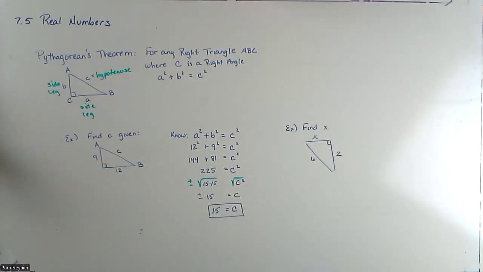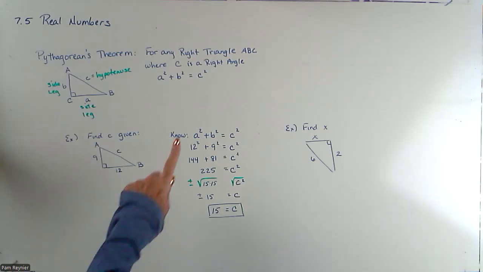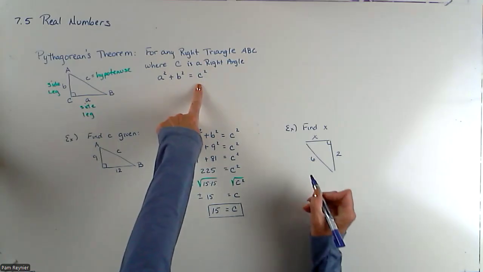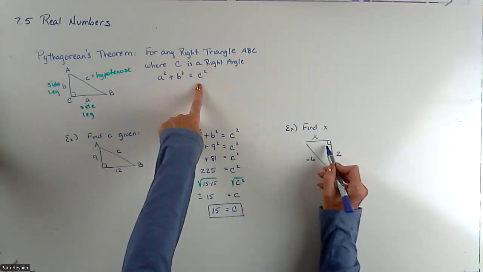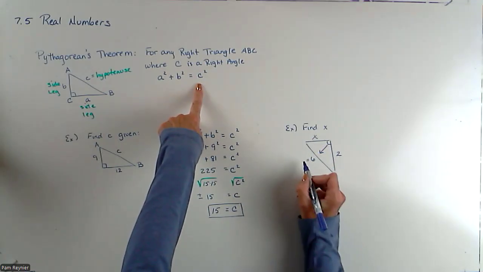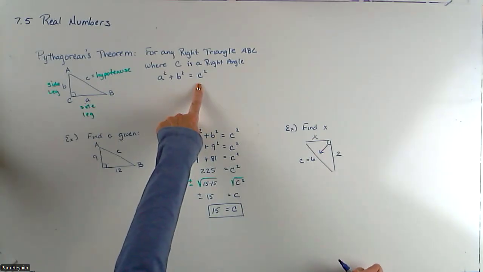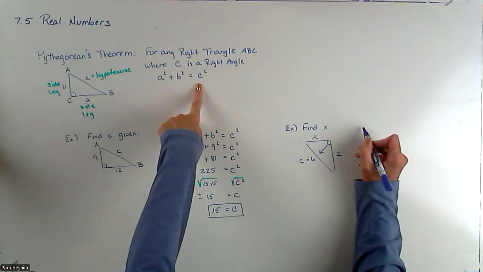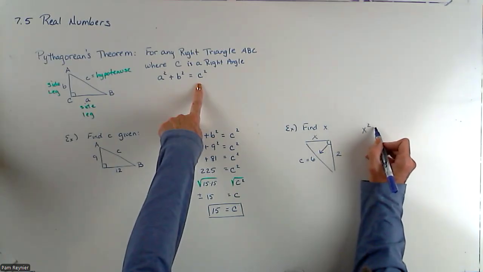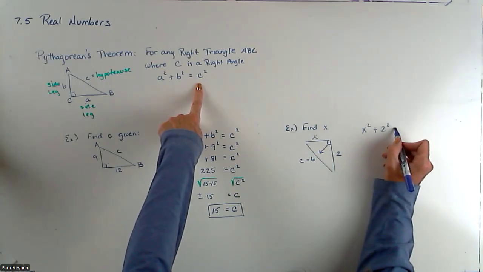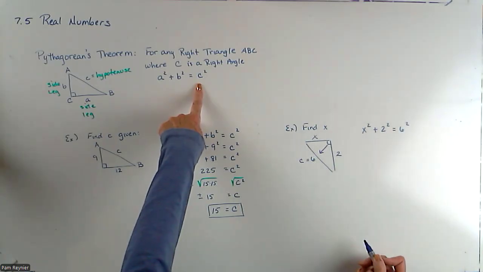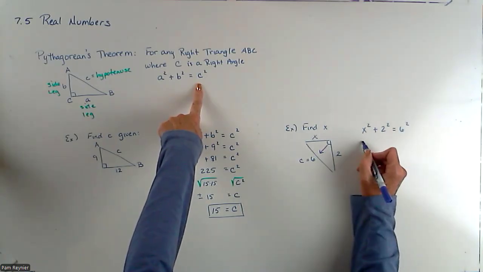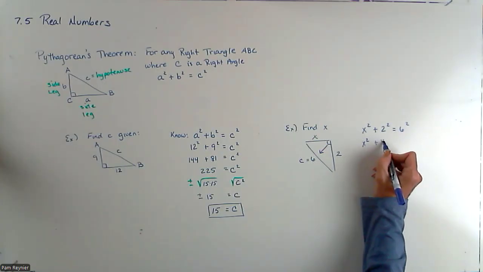So because it's a right triangle, we know that the Pythagorean theorem will always work. The hardest part is identifying the hypotenuse. The hypotenuse is always the one across from the 90 degrees. That's always the longest side. So now we know that x squared plus 2 squared will equal the hypotenuse squared. 2 squared is 4. 6 squared is 36.